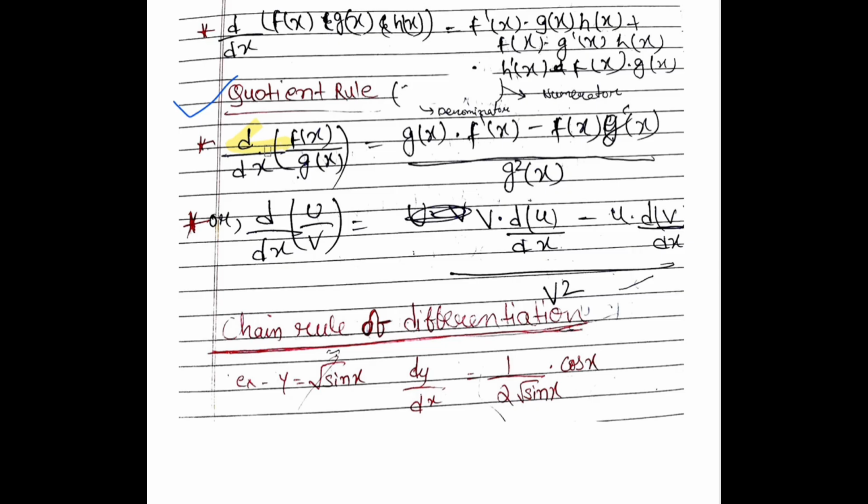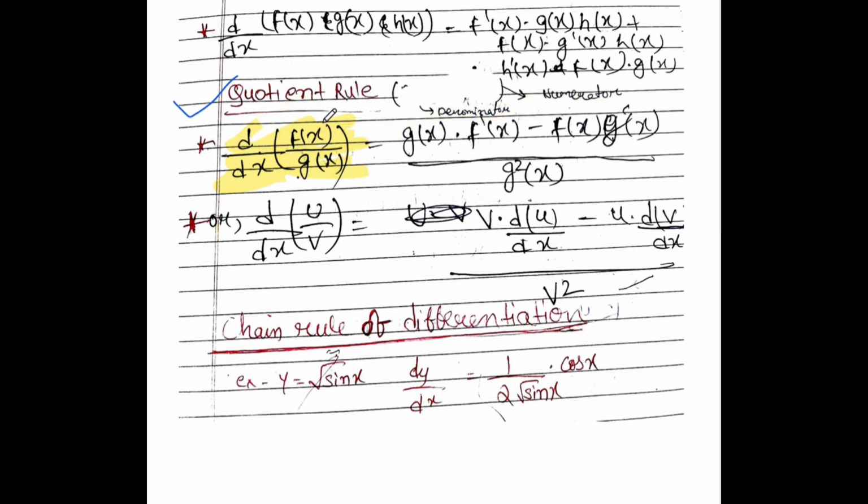D by dx, f(x) above and divide by g(x). Now, if they are in division format, how will you do it? It's differentiation. Nothing to worry. This f(x) is the numerator and this g(x) is the denominator. I hope you know this basic thing. f(x) we say numerator and g(x) is our denominator.